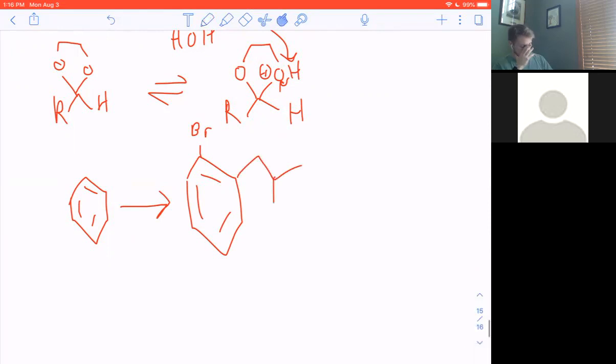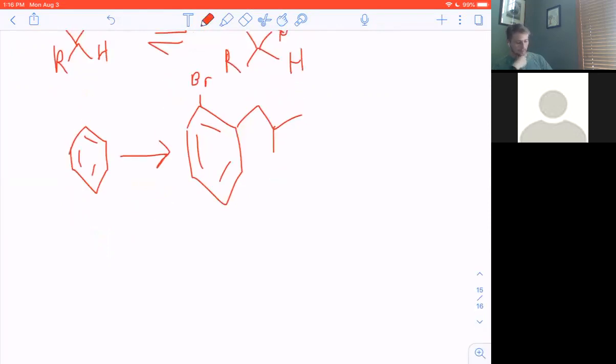So it looks like this. That's our goal. What I'm going to do basically, I'm going to do acylation first, just because I know that. So it's going to be ortho-para. It doesn't really matter which one. However, bromine is slightly deactivating, whereas an alkyl group is slightly activating. So I'm just going to start by adding that alkyl group.